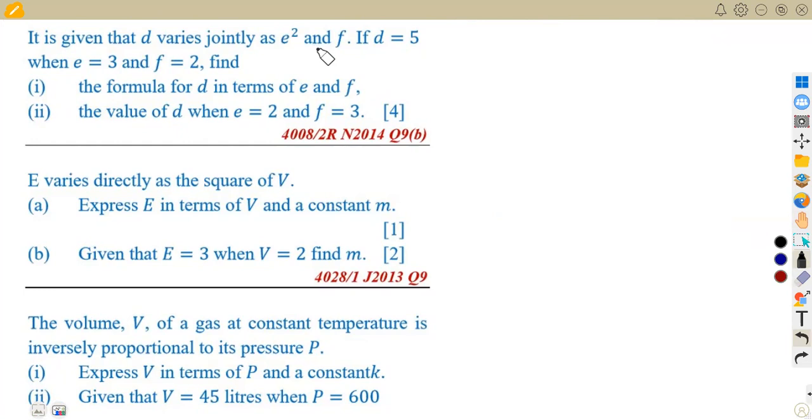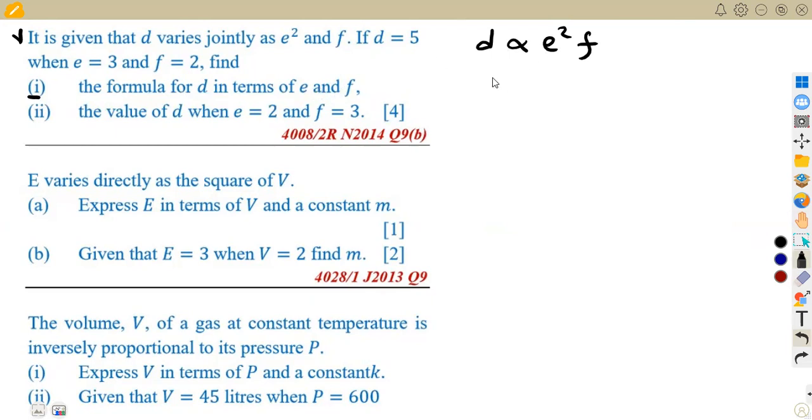So it's a joint variation. And F, right? If you are just given that D varies jointly as this, you are not given any inverse part. It's just a normal joint variation, which is connected in a direct manner. So D varies jointly as E squared and F, and we are asked to find the formula for D in terms of E and F.